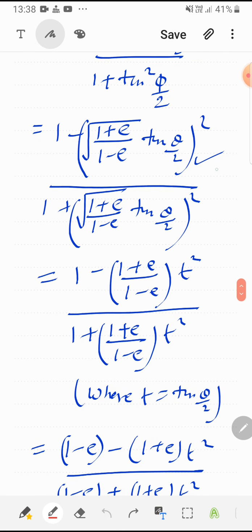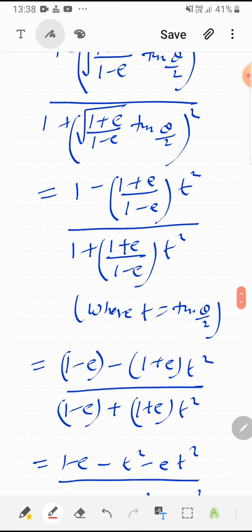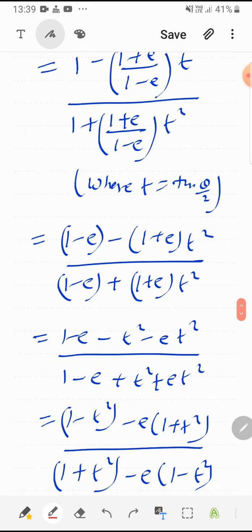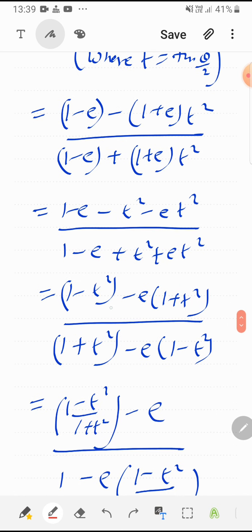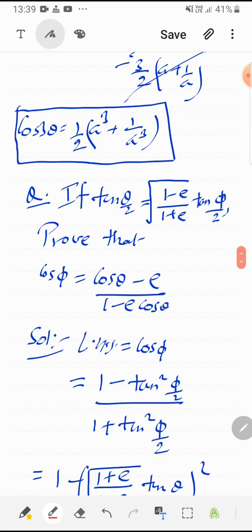Now I am squaring the bracket, and after that simple algebraic steps are there. To reduce the bulk of the question, I am just writing t is equal to tan theta by 2. I have mentioned in the bracket. So now taking LCM and opening the bracket, we will get this. Now after this step, clearly I can see E independent or coefficient of E is 1 in the required result.